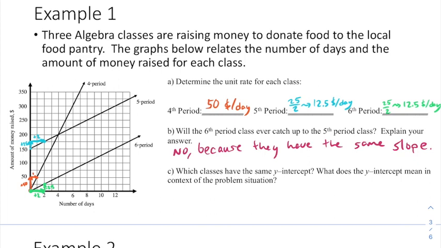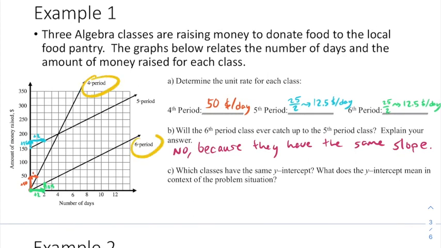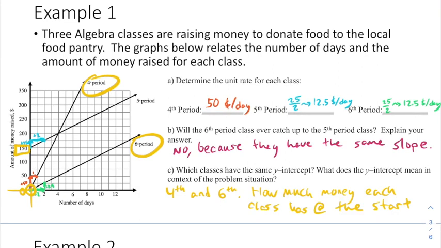The next question says, which classes have the same y-intercept? And it asks, what does the y-intercept mean in the context of this problem? Well, fourth and sixth both start at 0, 0. Remember, this is the y-intercept, where the graph hits the y-axis. Remember that y-intercepts are typically talking about what happens at the start. So in this problem, the y-intercept of 0, or for fifth period 150, is talking about how much money the class has raised at the start. So we'll get that down as the meaning in context of the y-intercept.